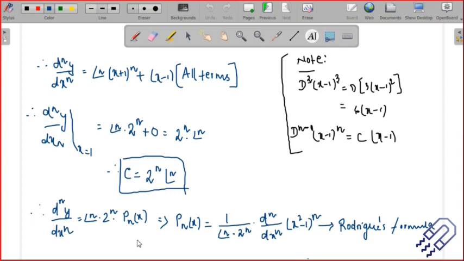Okay, so in the last class we have seen the form. This is basically called the Legendre function, and we have it in the form P_n(x) equal to 1 divided by factorial n, 2 to the power n, d^n/dx^n of (x squared minus 1) to the power n, and this is actually called the Rodrigues formula.